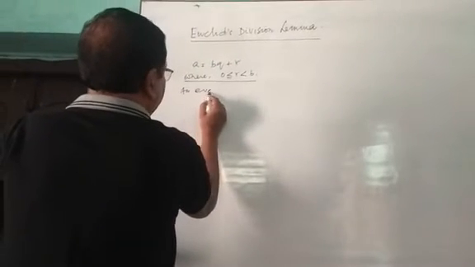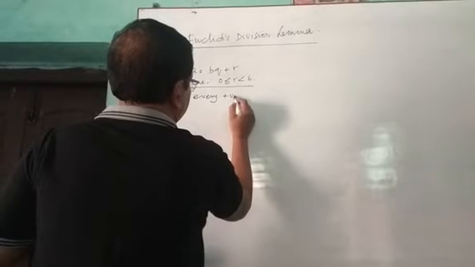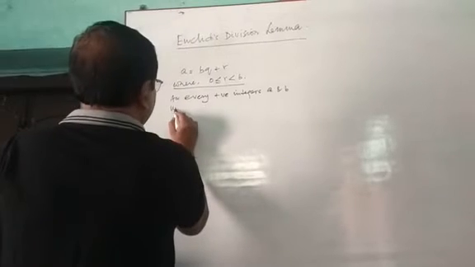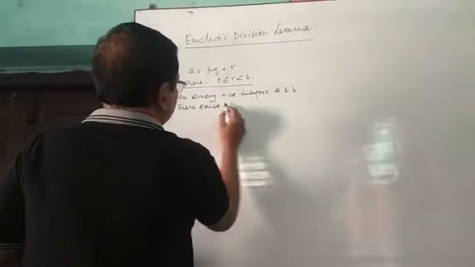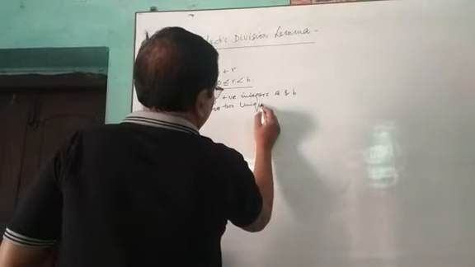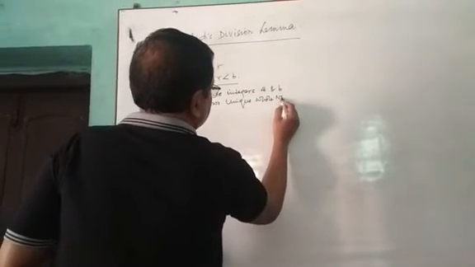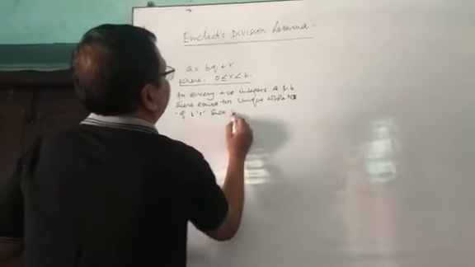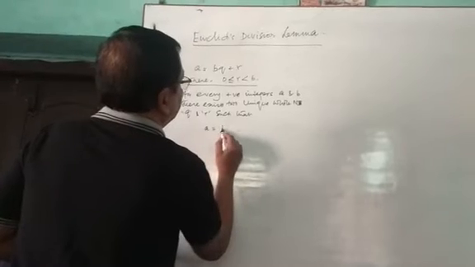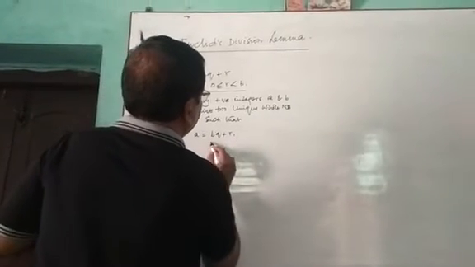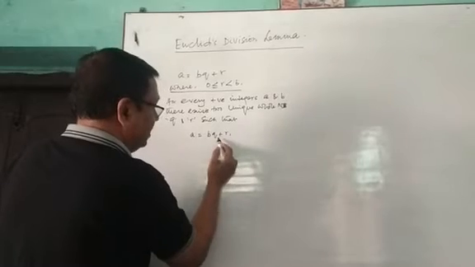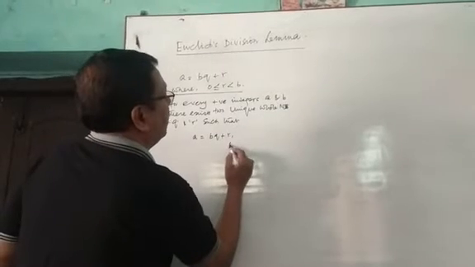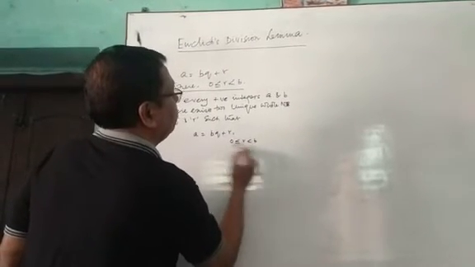For every positive integers a and b, there exist two unique whole numbers q and r such that a equals bq plus r, where this value of r is the remainder, a is the dividend, b is the divisor, q is the quotient, and the value of r will lie in between 0 and b.